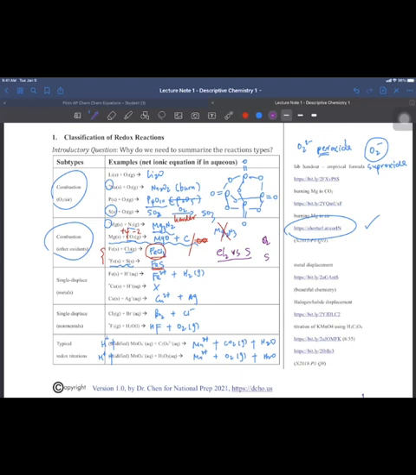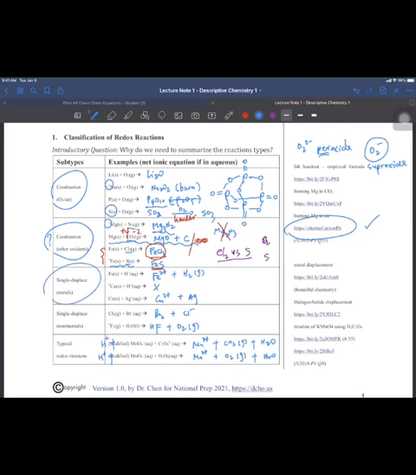So no doubt it's O2, right? Because O2 has a smaller size. They are in the same group, but O2 is on the top, right? Okay. So next type, any question here? Combustion with other oxidants?